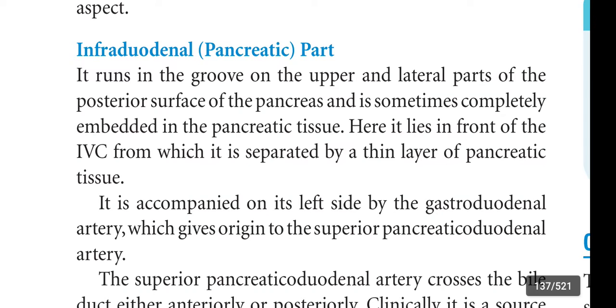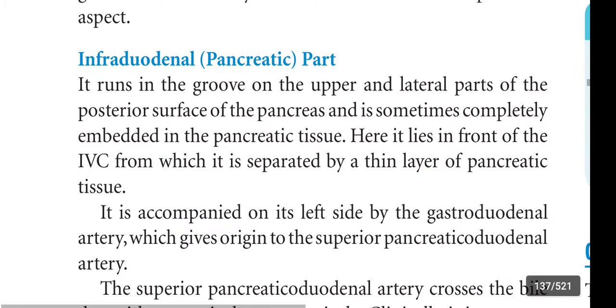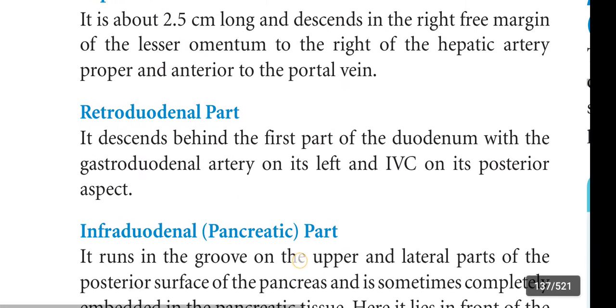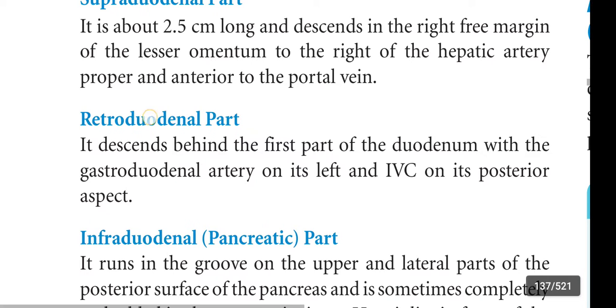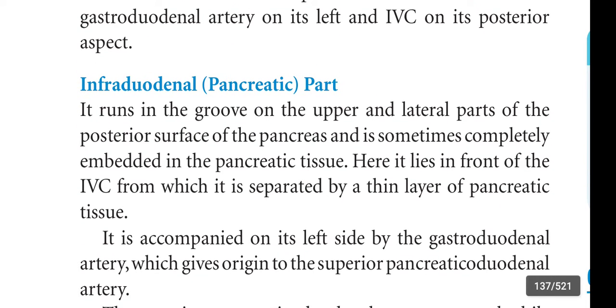It is accompanied on the left side by the gastroduodenal artery, which gives origin to the superior pancreaticoduodenal artery. Here also, same point, it lies in front of the inferior vena cava. In the back side of the retroduodenal part lies the inferior vena cava, same point, but the line has changed.